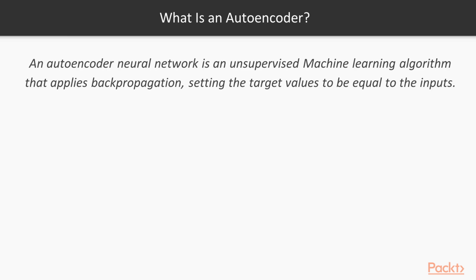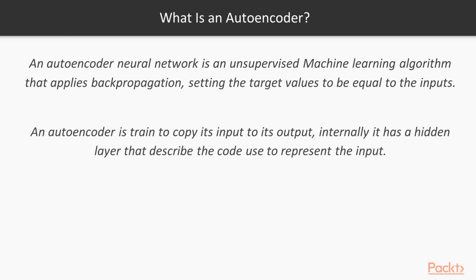An autoencoder neural network is an unsupervised machine learning algorithm that applies backpropagation, setting the target values to be equal to the inputs. An autoencoder is trained to attempt to copy its input to its output. Internally, it has a hidden layer that describes a code used to represent the input.